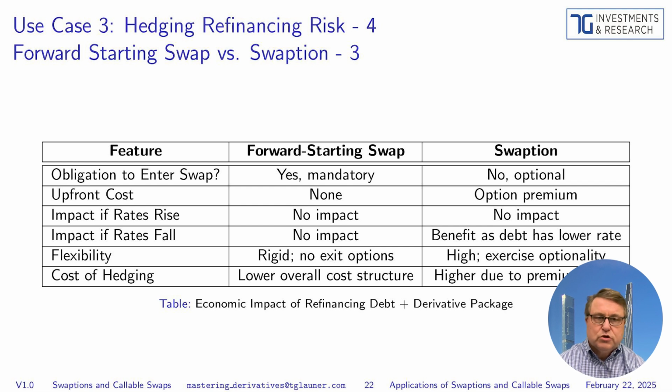Finally, from a cost perspective, a forward-starting swap has a lower overall cost structure as there is no upfront premium. A swaption, while offering more flexibility, is more expensive due to the premium paid for the optionality.